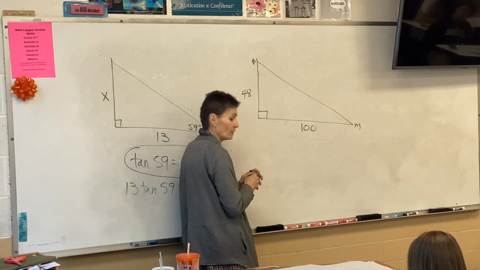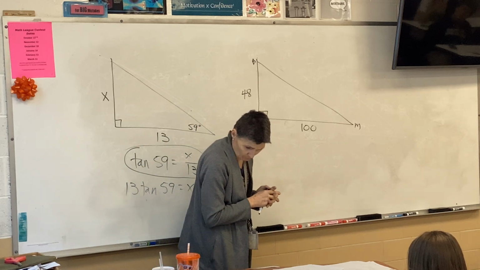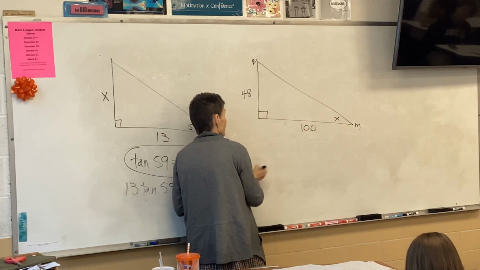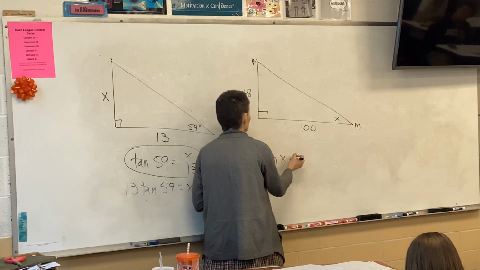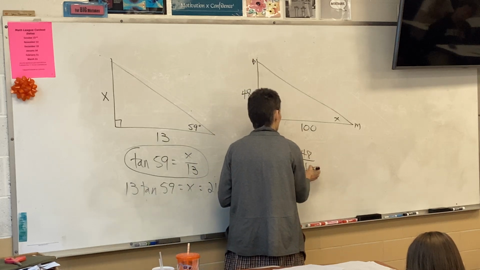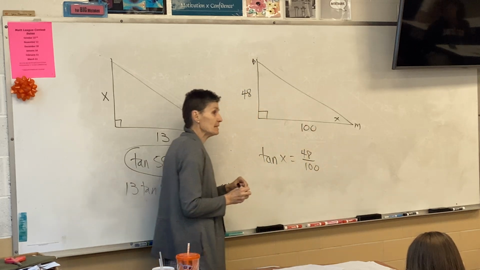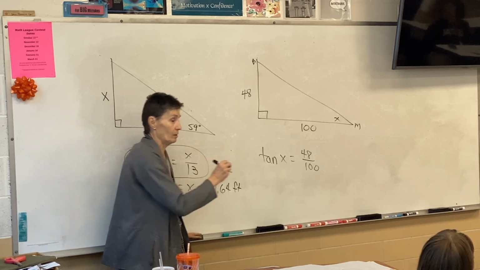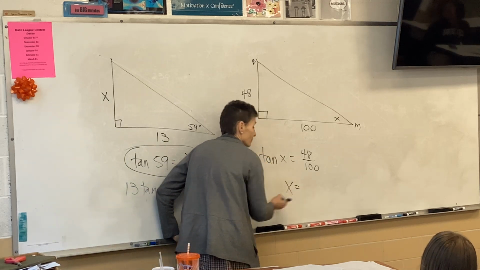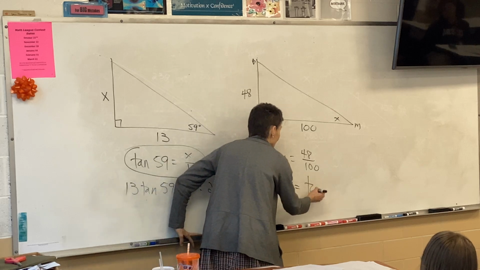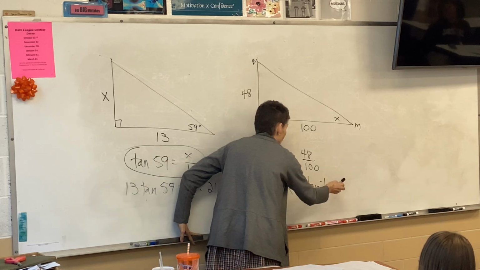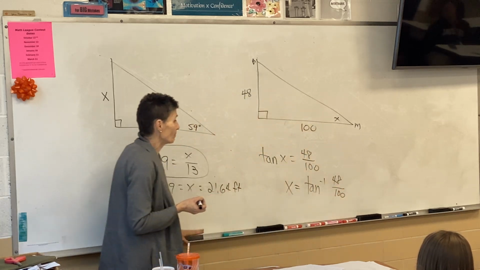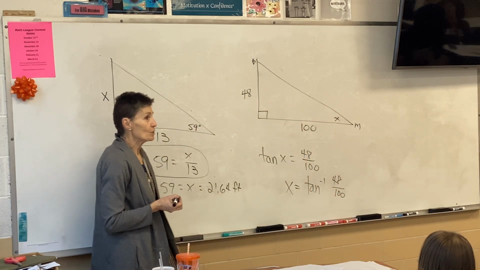All right, what am I looking for? I'm looking for the angle. So this is gonna be a tangent. Inverse, yeah, pretty much. Anytime you're looking for the angle, you're gonna do second tangent or inverse tangent of your number.